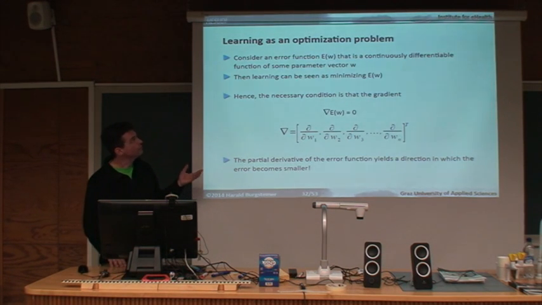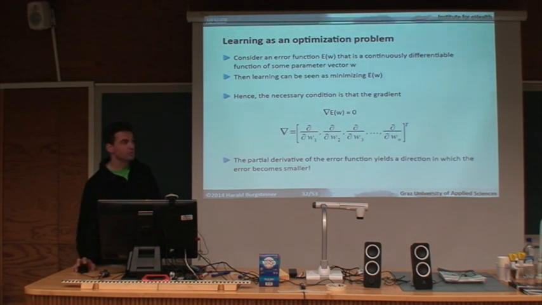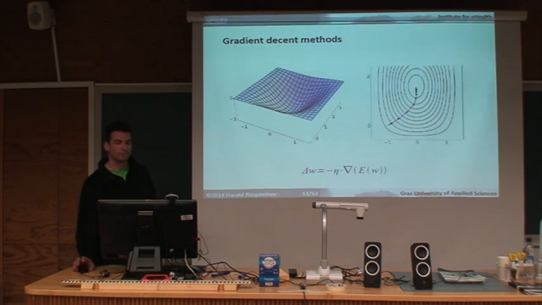if you have an error function that is continuously differentiable, you can do something like a gradient descent. You don't have to know exactly what it is, but just simply imagine you have a function and you're calculating the derivative of the function, so you know in which direction it is going down, in which direction it is going up. And this derivative helps you to find a better weight or better weights for your network.